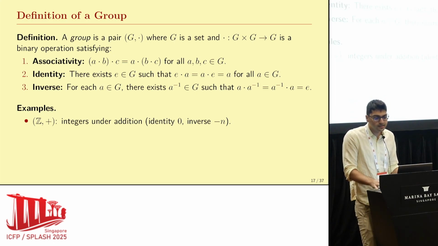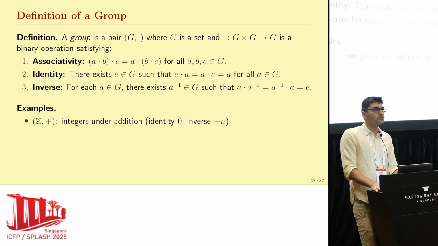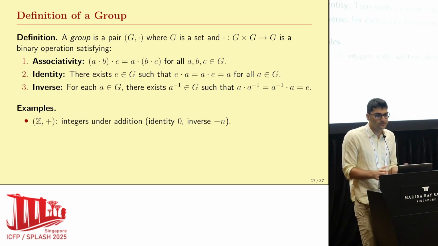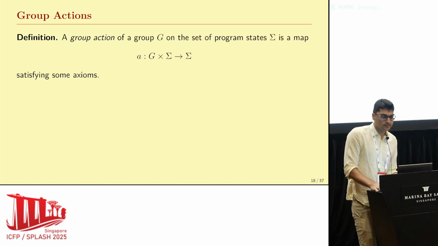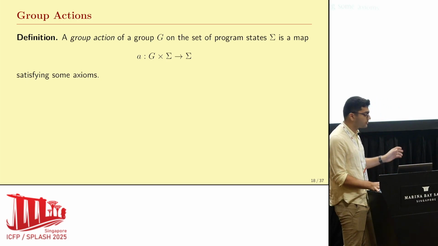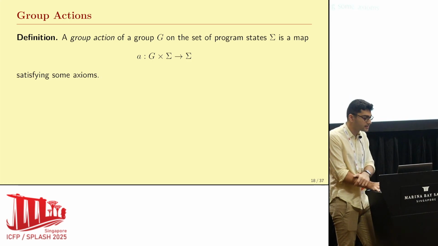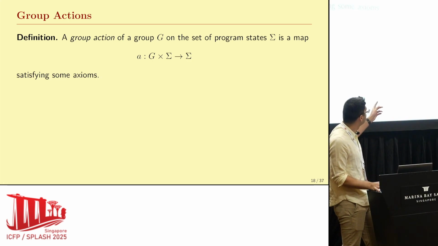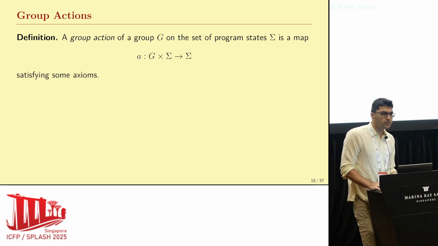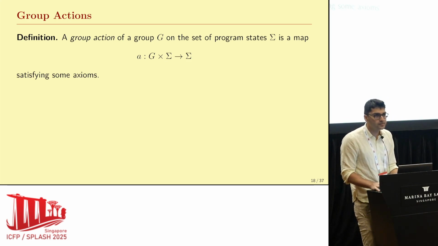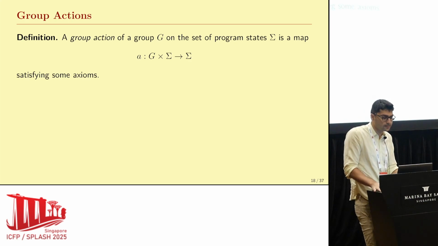So groups are great. But what we really care about is the transformations that they induce, specifically the transformations they induce on program states. And this is captured by a notion called a group action. So a group action of a group G on the set of program states is a map or a function A that takes in a group element and a program state, and it spits out a new transformed program state. And we require this map to satisfy some axioms, but for this talk, those axioms aren't really important.